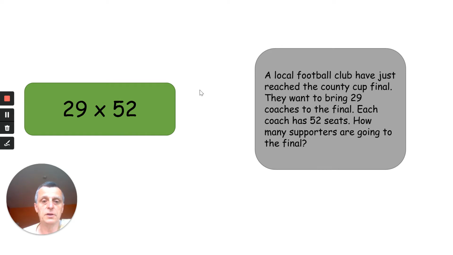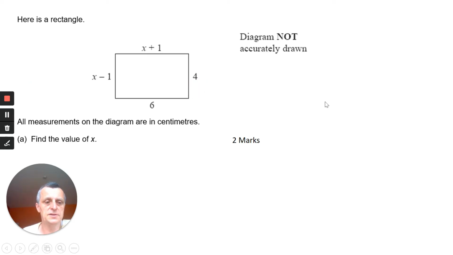So let's have a look at another one. So this is an exam question. It was a 2-marker in an exam. So we're given a little bit of information. We're given a drawing. There's some x's on there. That length there is x plus 1. That length there is 6. That's 4. That's x minus 1. It says all the measurements on the diagram are in centimetres. Find the value of x.